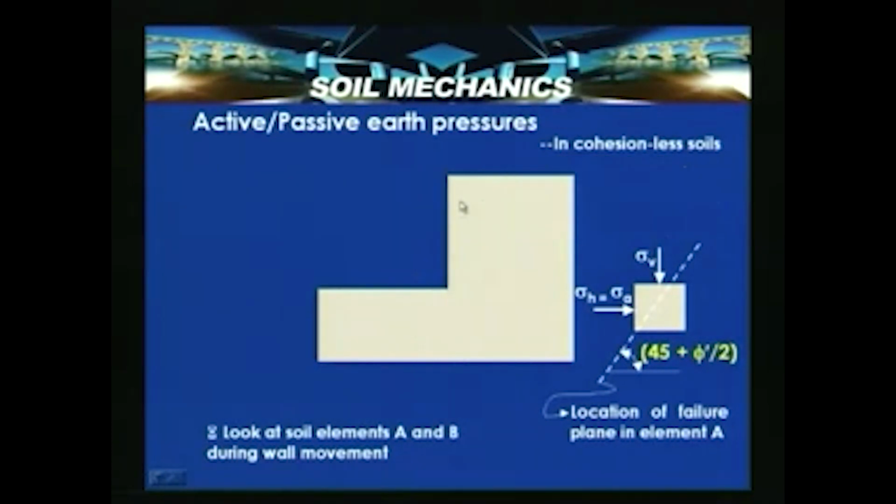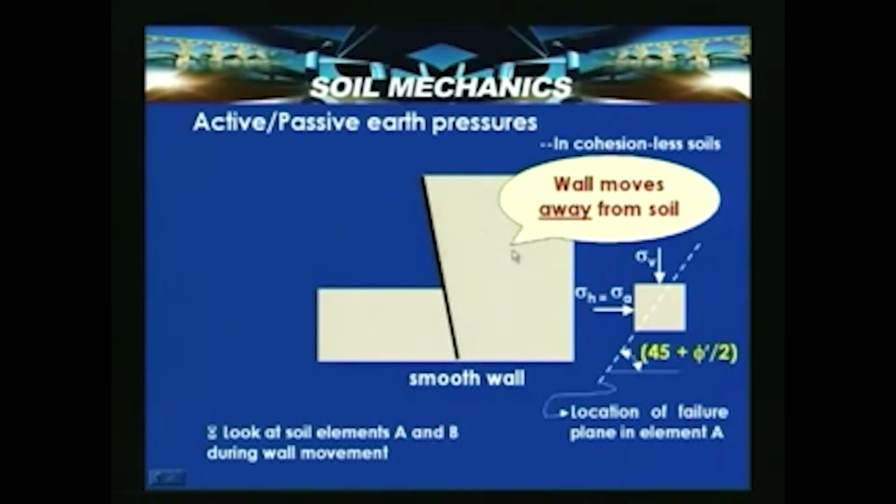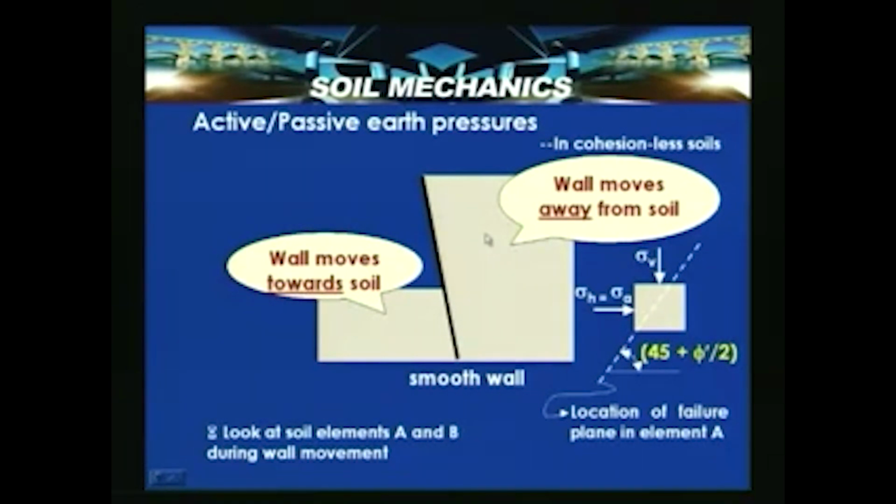Once again we look into this. This is a smooth wall with no friction at the interface and subjected to deflection. Now, you can see the expansion which has taken place and which induces a lateral expansion, and sigma h now tends to become sigma a, and that is called active earth pressure. And in this case the wall moves towards the soil, where the passive condition is represented here.